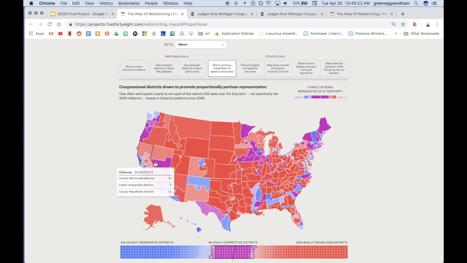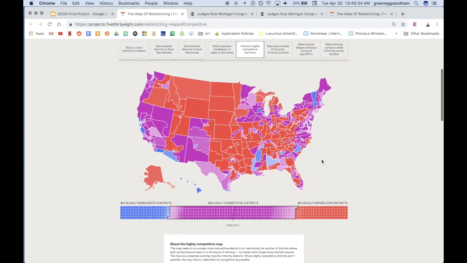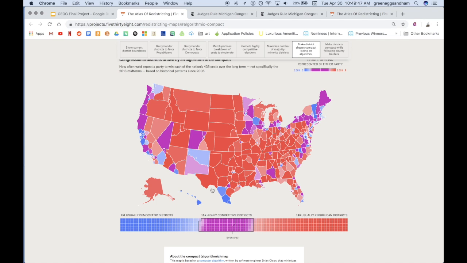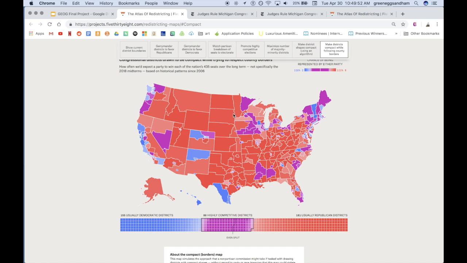And they also have other goals, examples of what the map could look like, such as matching the partisan breakdown of seats to the electorate, right here, promoting highly competitive elections where it's more purple instead of swinging towards the blue or the red, or maximizing the number of majority-minority districts, making district shapes compact using an algorithm, and making districts compact following county borders. So this one's less curvy than the other one, I suppose.